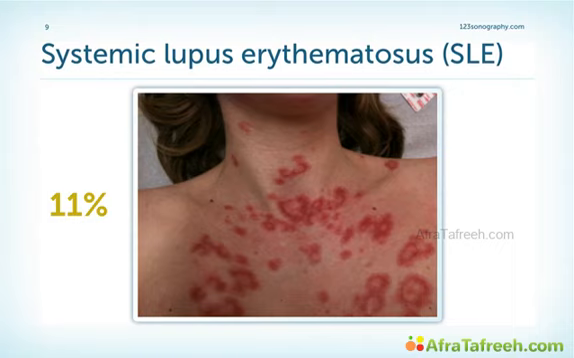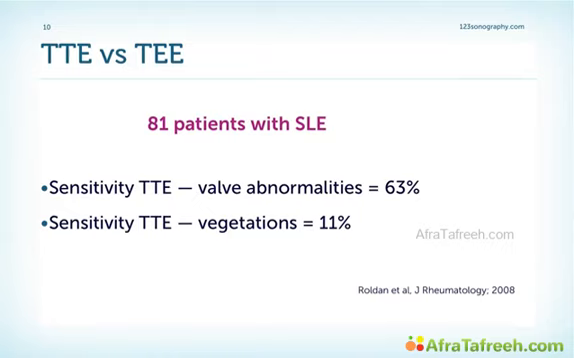But when should you suspect Lippmann-Sachs endocarditis in the first place? Well, in the setting of SLE. Approximately 11% of patients with systemic lupus also have some form of valvular pathology. And this is from a publication published 2008 in the Journal of Rheumatology, which shows you how sensitive transthoracic echo is for the detection of Lippmann-Sachs endocarditis. In 81 patients with documented Lippmann-Sachs endocarditis, transthoracic echocardiography only had a sensitivity of 11% for the detection of vegetations. However, 63% of patients had some form of valvular abnormality.